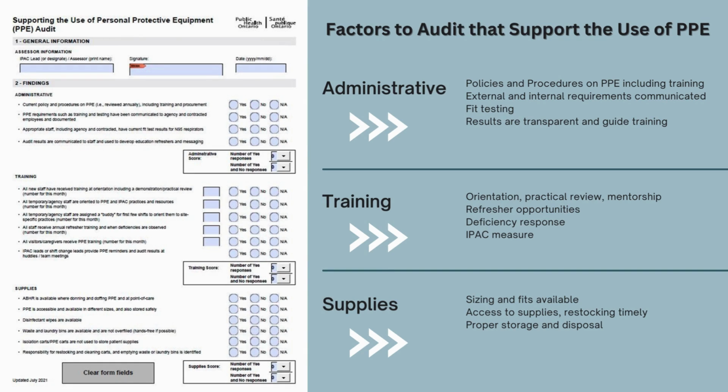Lastly, supplies factors include alcohol-based hand rub is available where donning and doffing PPE. PPE is available and easily accessible in different sizes, but also stored safely. Disinfectant wipes are available to clean and disinfect reusable eye protection. Waste and laundry bins are available and are not overfilled. Isolation carts or PPE carts are not used to store patient supplies. And responsibility for restocking and cleaning carts and emptying waste or laundry bins is identified.